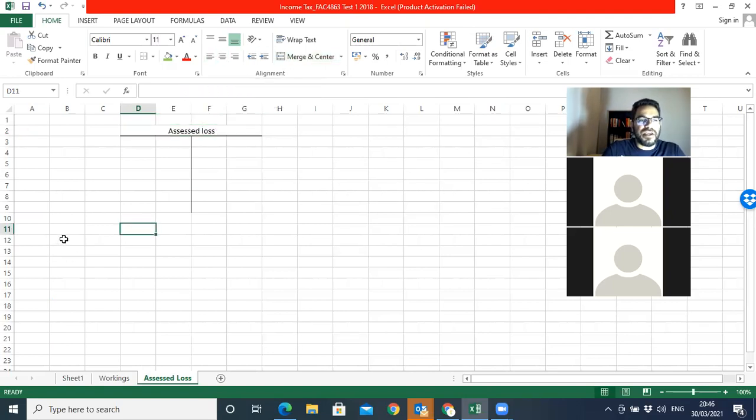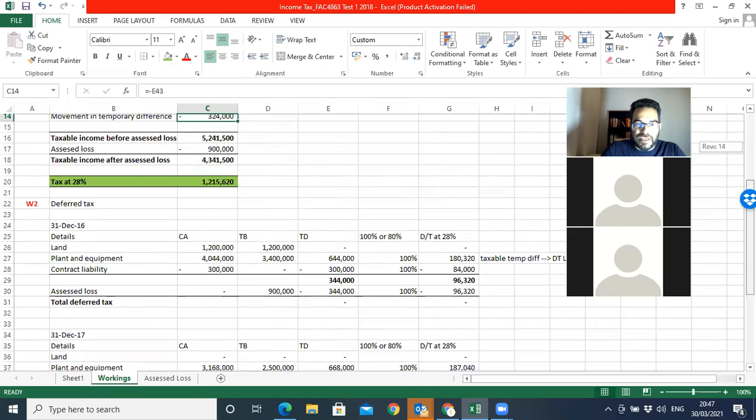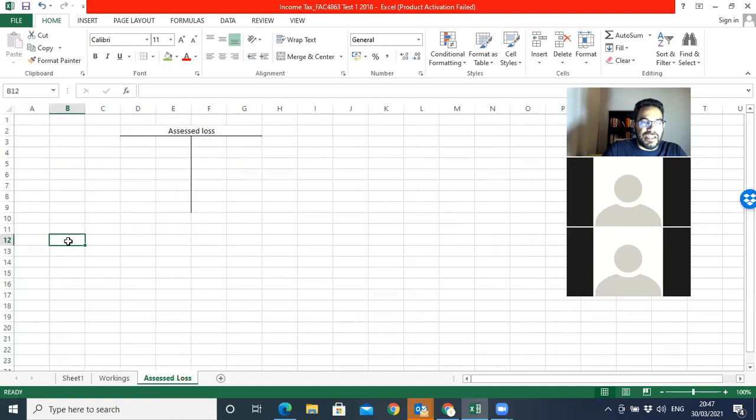So last year we had an assessed loss of 900,000, but we could only recognize 344, the temporary difference up to 344, which gave us a deferred tax asset of 96,320. So in 2016, this would happen. So in the 2016 financial year, this is what happened. We have debit, credit. We had an assessed loss of 900,000 Rand.